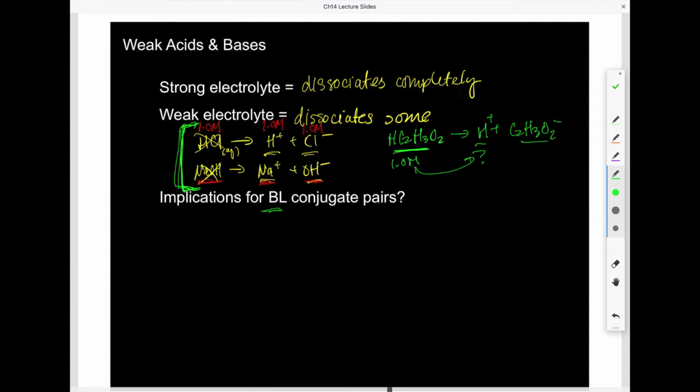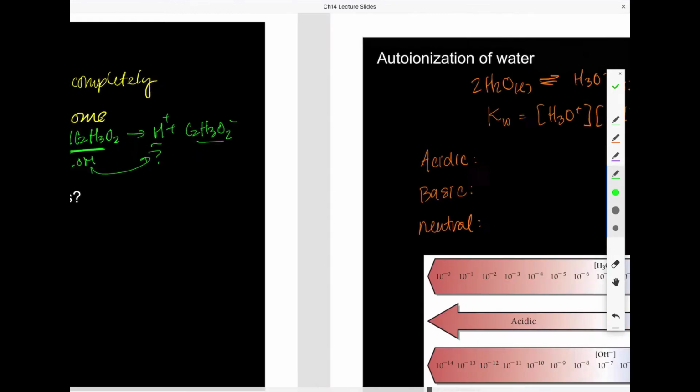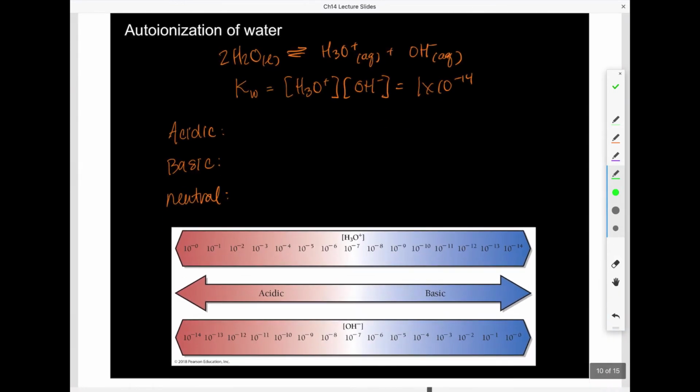And so then, in the outline, I do believe I asked you to discuss a little bit about what that means for Bronsted-Lowry conjugate pairs, and your book does talk about it a little bit, and you just have to understand it to the extent that it's in your book, because for time purposes, we are just going to cut the discussion there. All right, so autoionization of water.